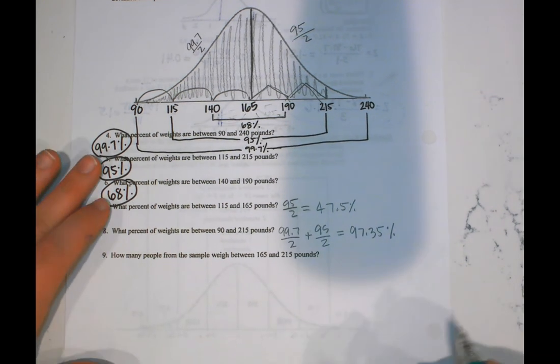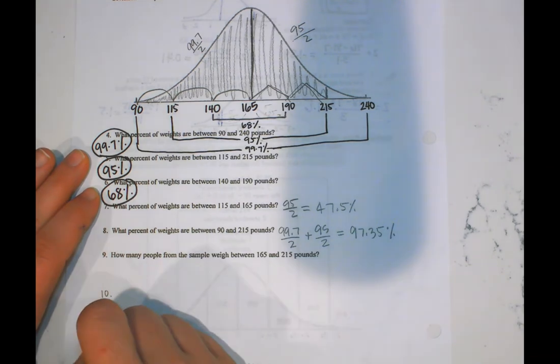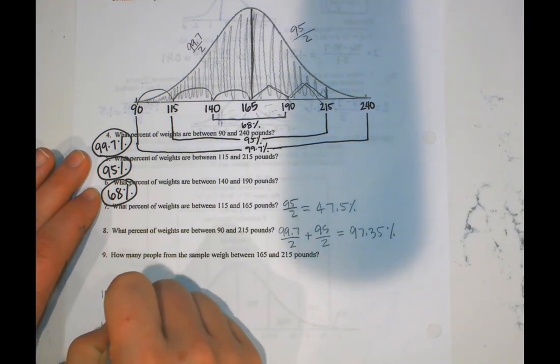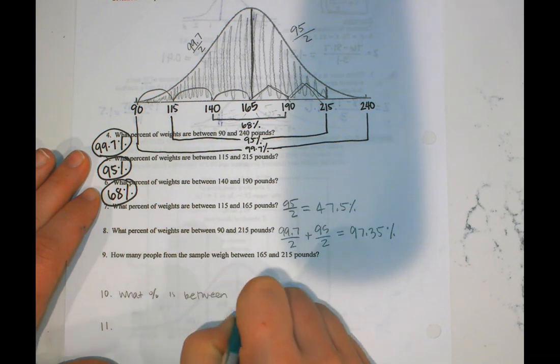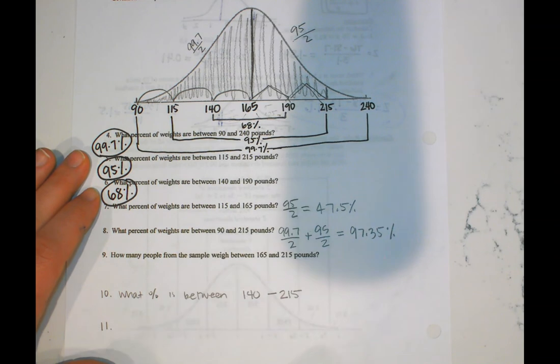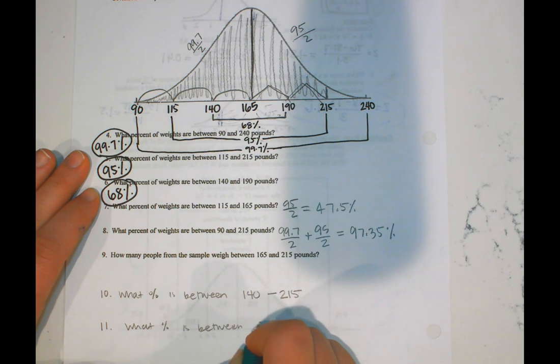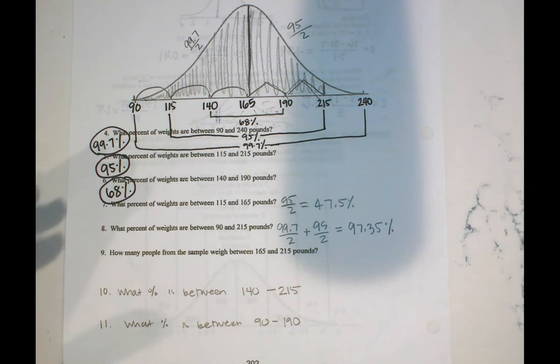All right, I find that people struggle with this, so let's just do a couple. I'm just going to make a 10 and 11. I want to find what percent is between 140 and 215, and what percent is between 90 and 190. So we're going to do these together. I just feel like we can use some extra practice. This is different than what we've been working on.